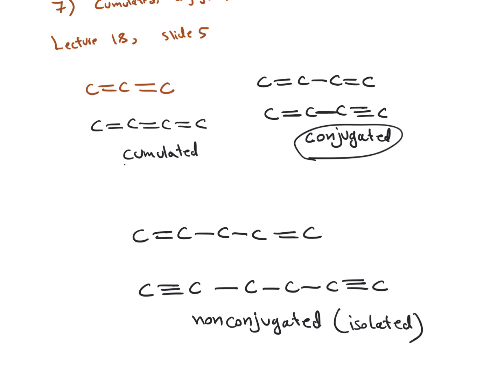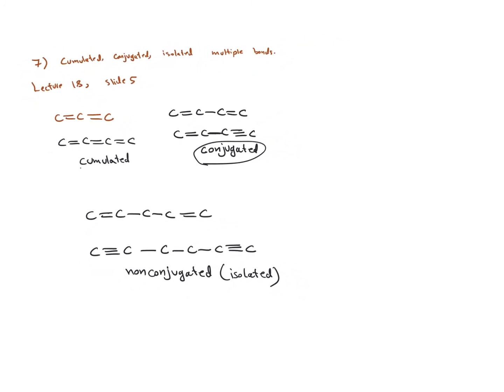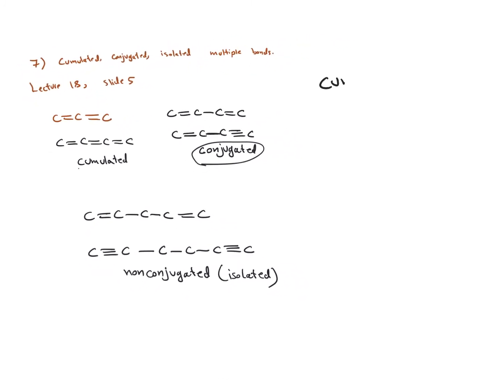Okay, and I said to write 3 examples for each. So that should be fairly straightforward. So let's do for cumulated. So if I just put hydrogen for each of these, what would this be? So here we have 2 hydrogens here, right? And here we'll be having 2 hydrogens for this.